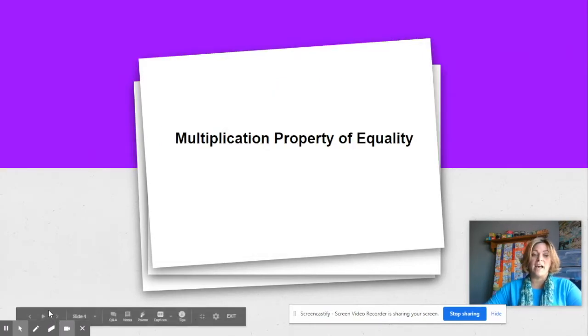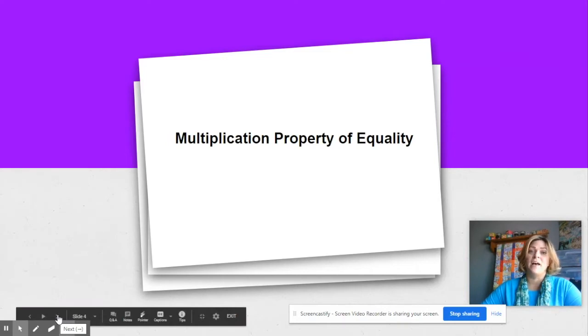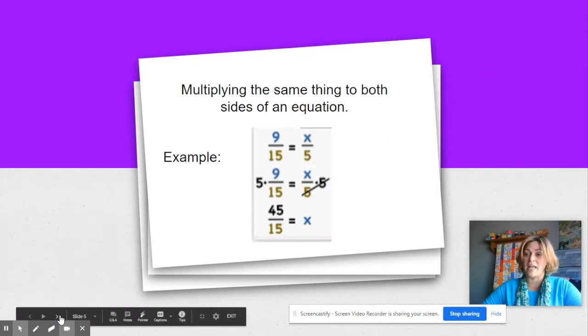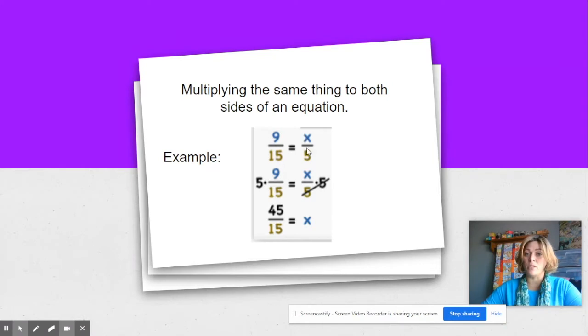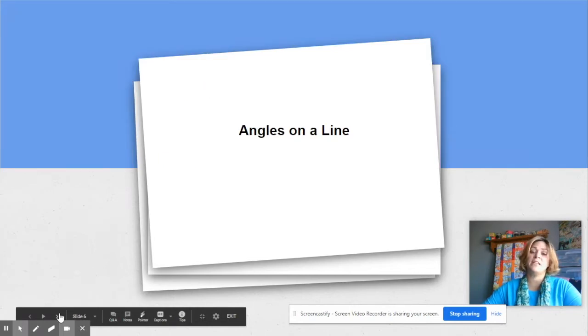Multiplication property of equality. I love this example. Most of the properties of equality you will have used in Algebra 1. Unfortunately, you forget them, but that is when you multiply the same thing to both sides of an equation and it doesn't change. So if you look here, see how there's 15 and 5 in the denominator, and you want to get x by itself. So x is divided by 5, so you have to do the opposite. That would be multiplying by 5. But when you multiply by 5 on both sides, or any number, then you are using the multiplication property of equality.